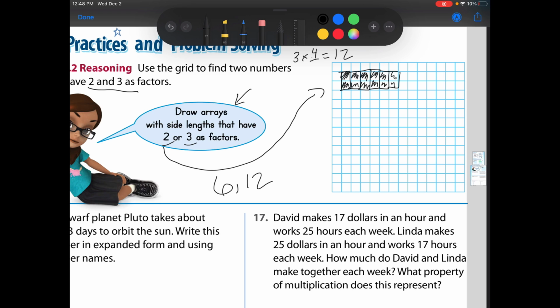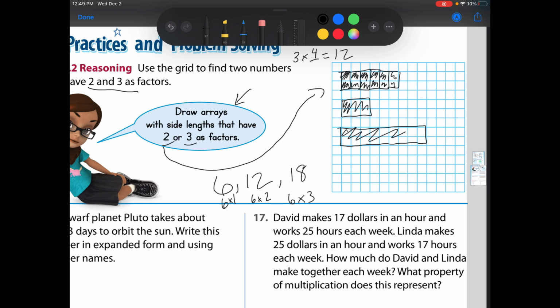Now you may notice a pattern. I'm counting by multiples of 6. This is 6 times 1, 6 times 2. So without even having to draw an array, we could probably guess that 6 times 3 is also going to be 18. And if you guessed that, you are correct. So here's my group.